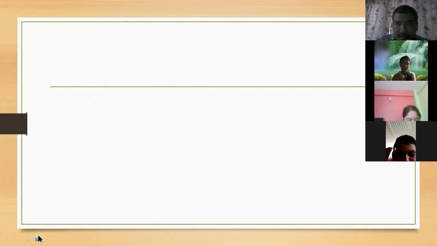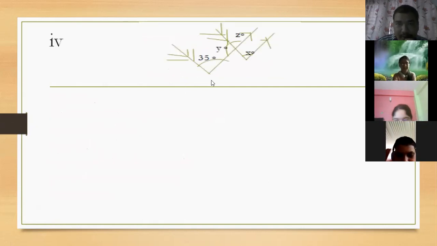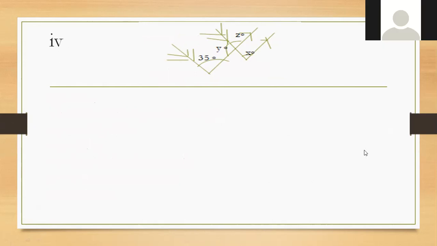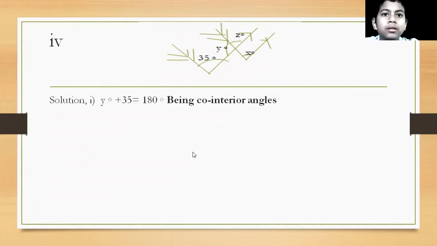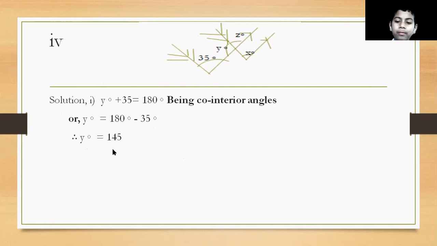Okay, now look here. In this figure, what is the relation of y and 35? Co-interior angle. Very good. What will be their sum? 180 degree. Very good. Its sum will be 180 degree. You are right. Now, when 35 goes here, subtract, then the y value will come 145 degree.